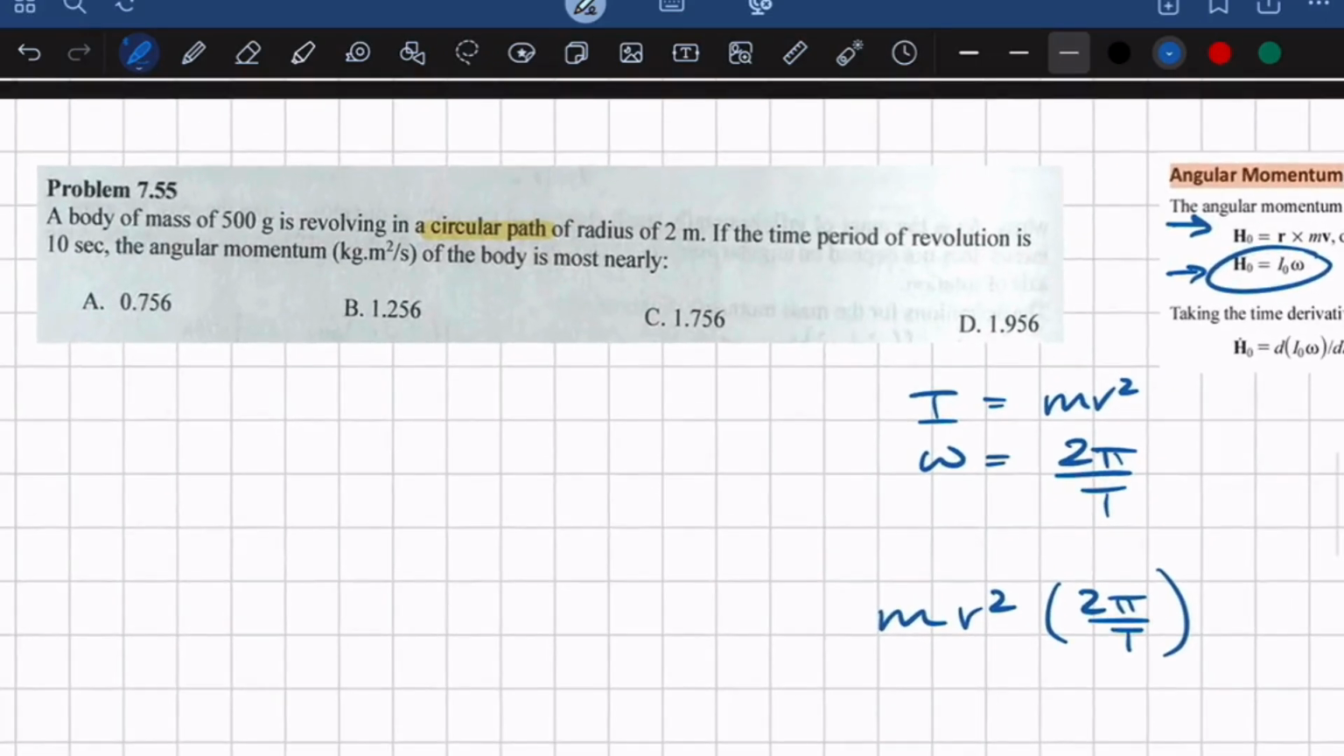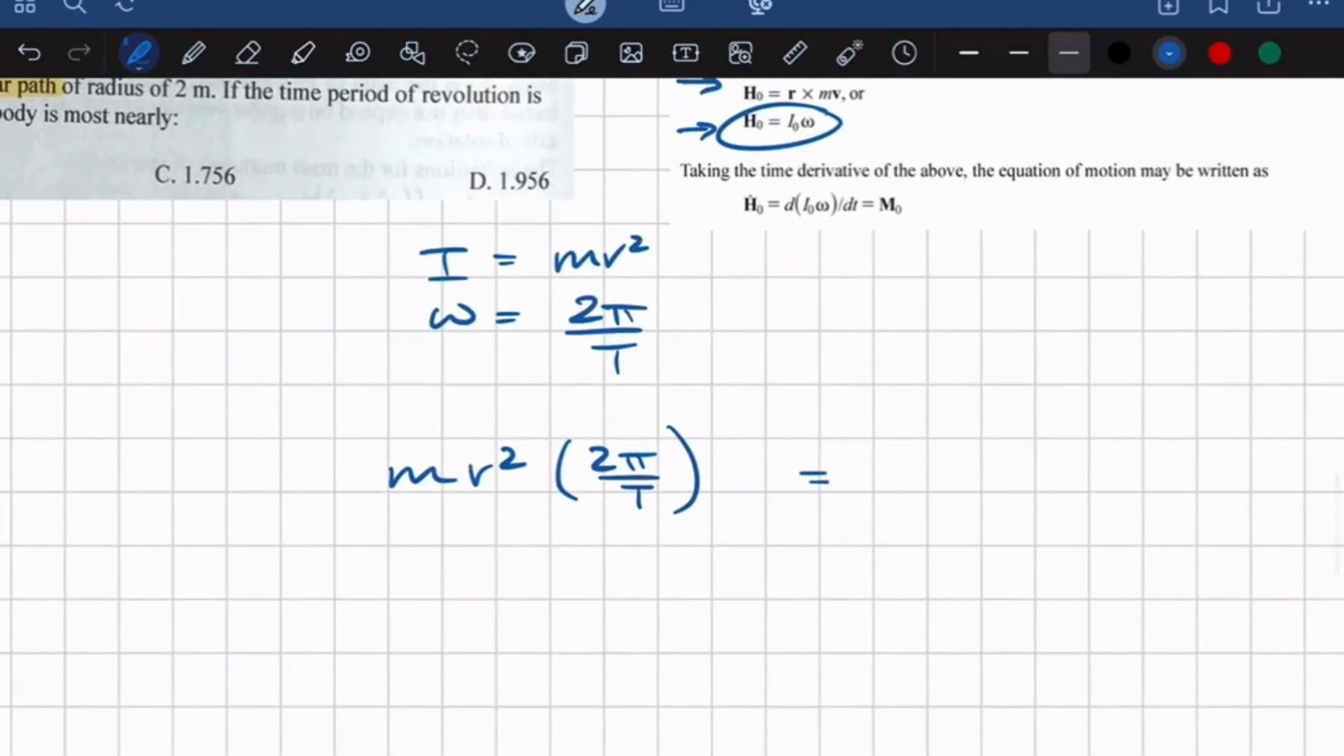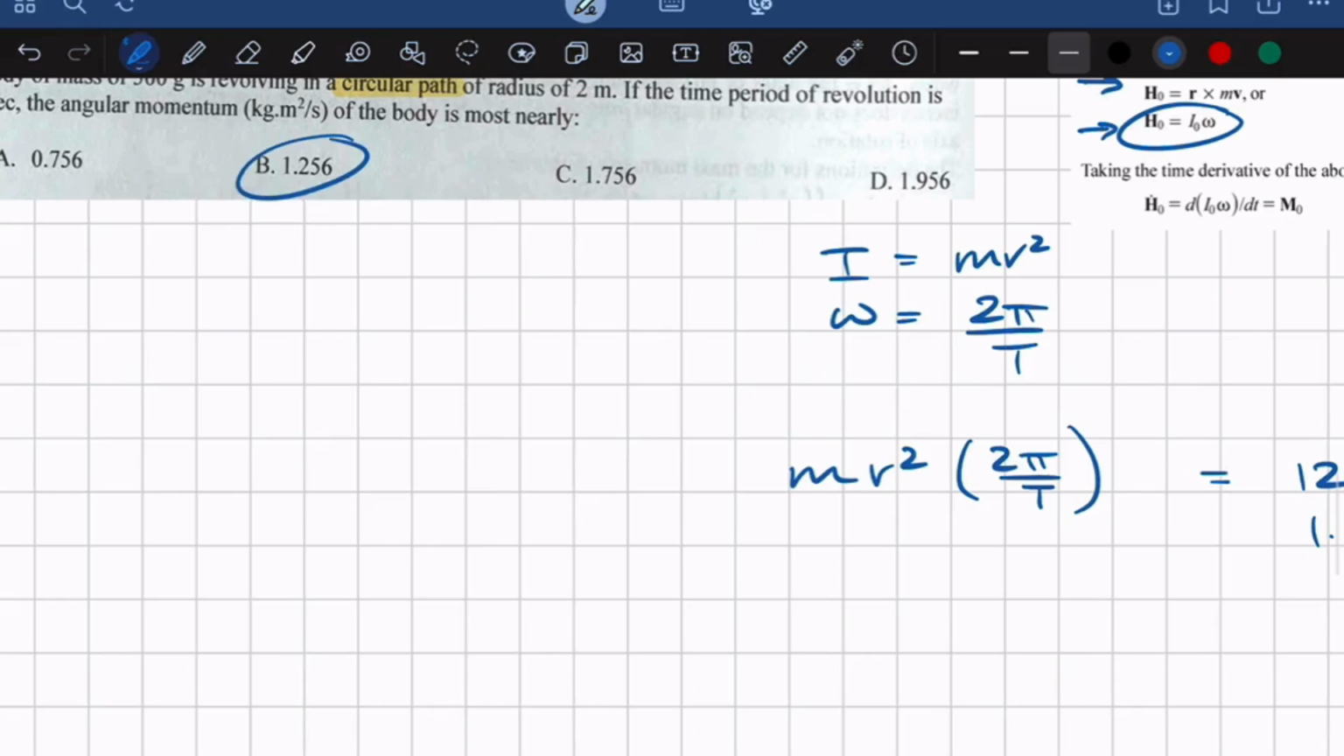And because they want kilograms, my answer was left in grams. So obviously kilograms is just times 10 to the negative 3. We have our answer as B.